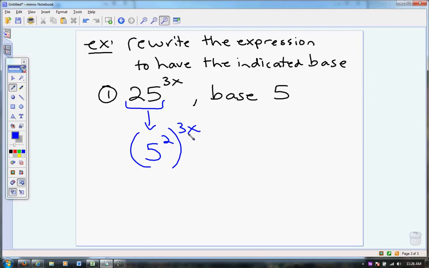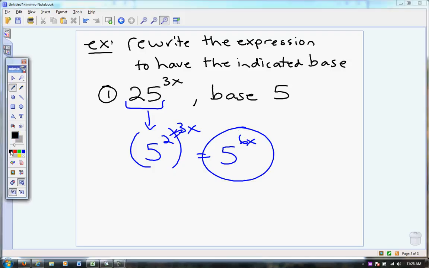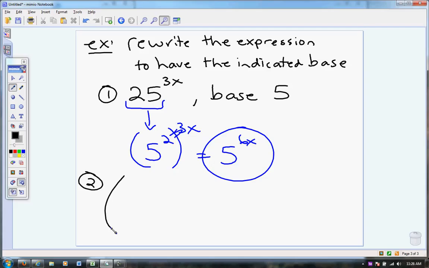Now we have to use our rules of exponents, right? Power to a power, we multiply: 5 to the 6x. All right, so you're going to have a few problems like that. Let's do another one that involves maybe a negative exponent because people just tend to struggle with those more often. 1/27th to the 4x, and we want to write it with a base of 3.